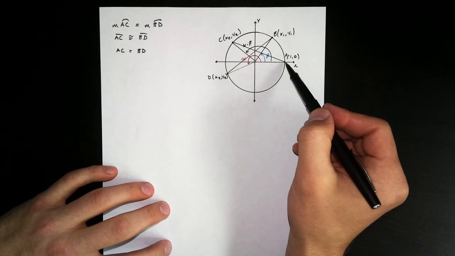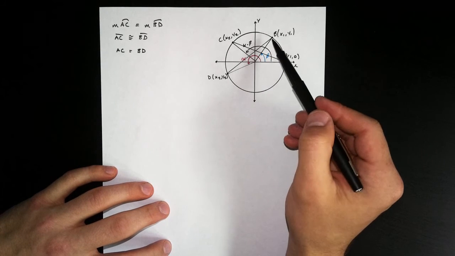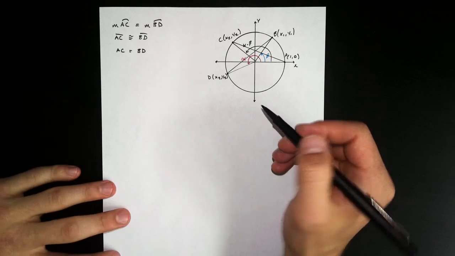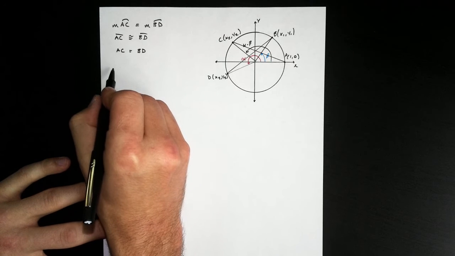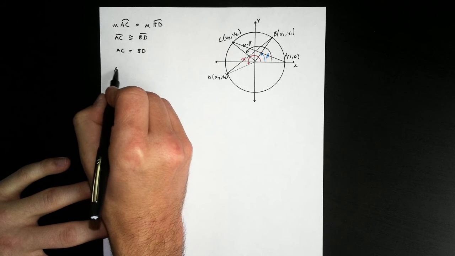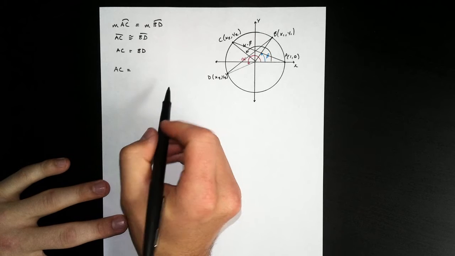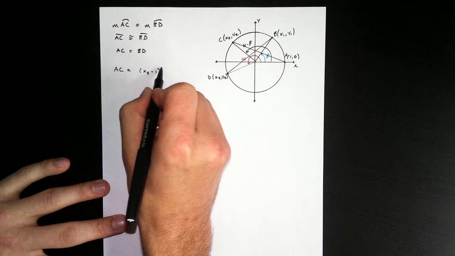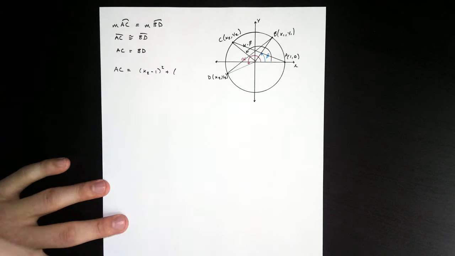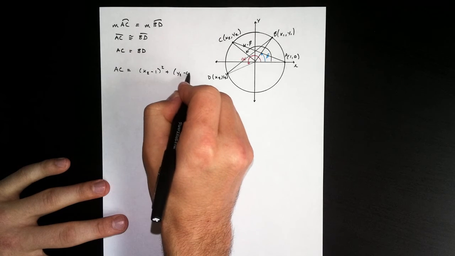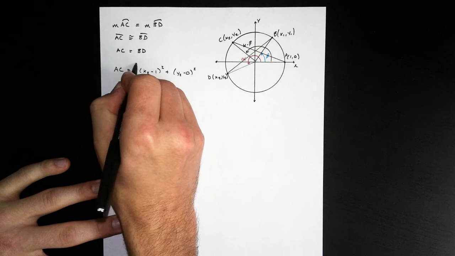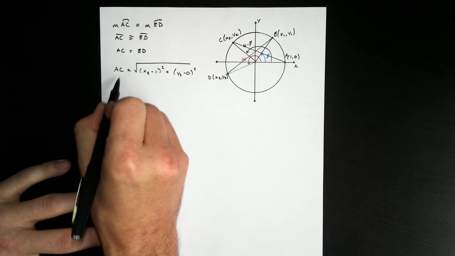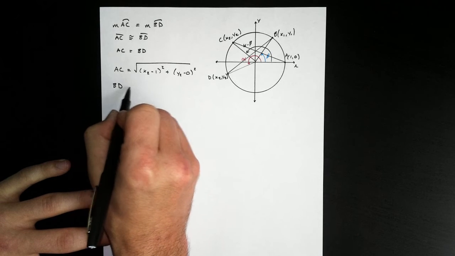All right, so now if I know that their lengths are the same, I can figure out their lengths with the distance formula. So let's just jot those down quick. So we have AC, and then with the distance formula, subtract our x values, x2 minus 1 squared, subtract our y values, y2 minus 0 squared, and the square root of all that. So there's the length of AC, and then doing the same thing for BD.